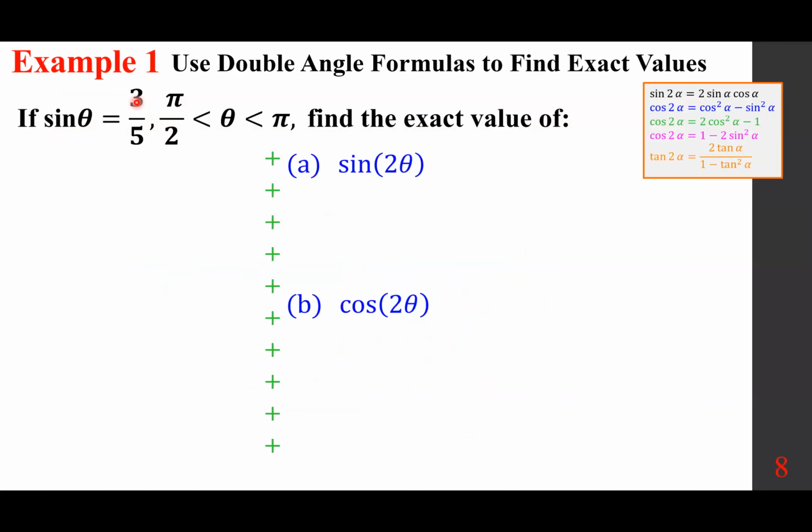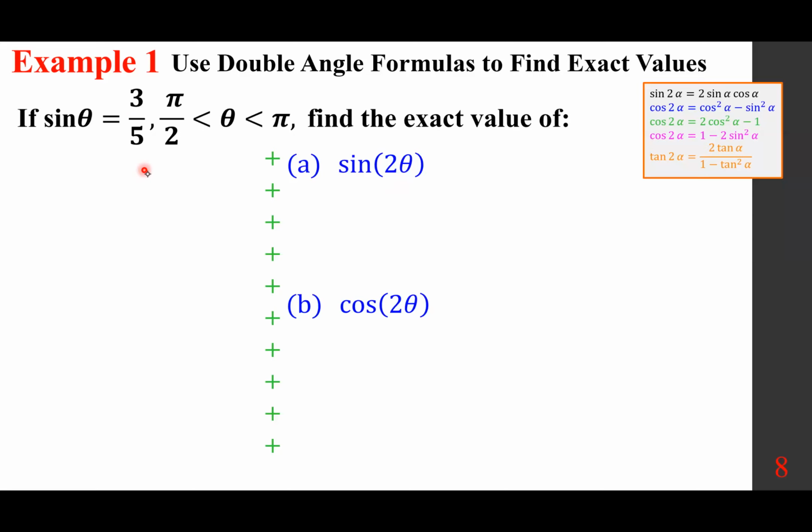If sine theta is given as 3 over 5, and theta is between these two numbers, pi over 2 and pi, these two angles, these two arcs, find the exact value for sine 2 theta, cosine 2 theta, and so forth, and we have the formulas. For example, for sine 2 theta, we need 2 sine theta, cosine theta. So we have sine theta. That means we need to find cosine theta.